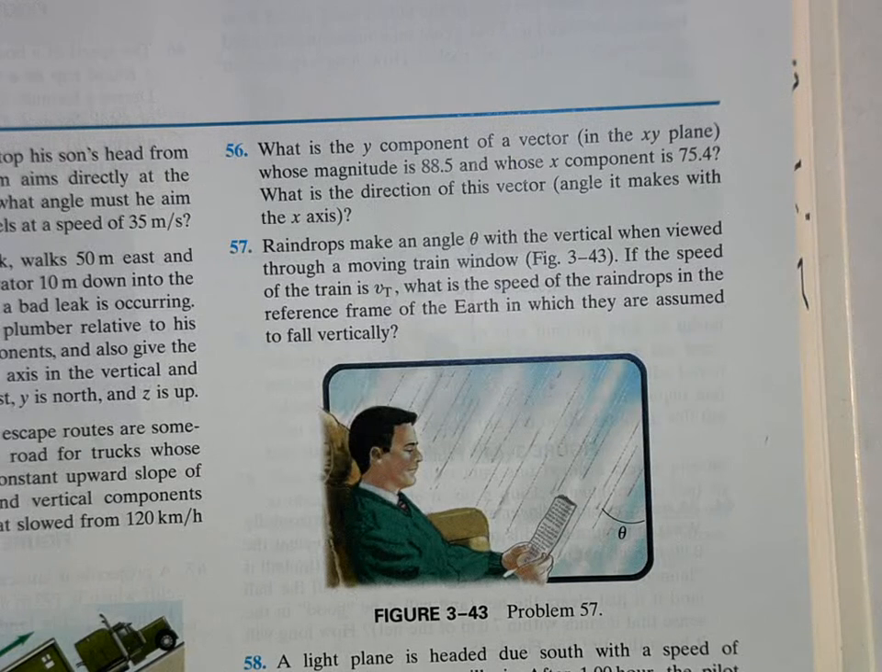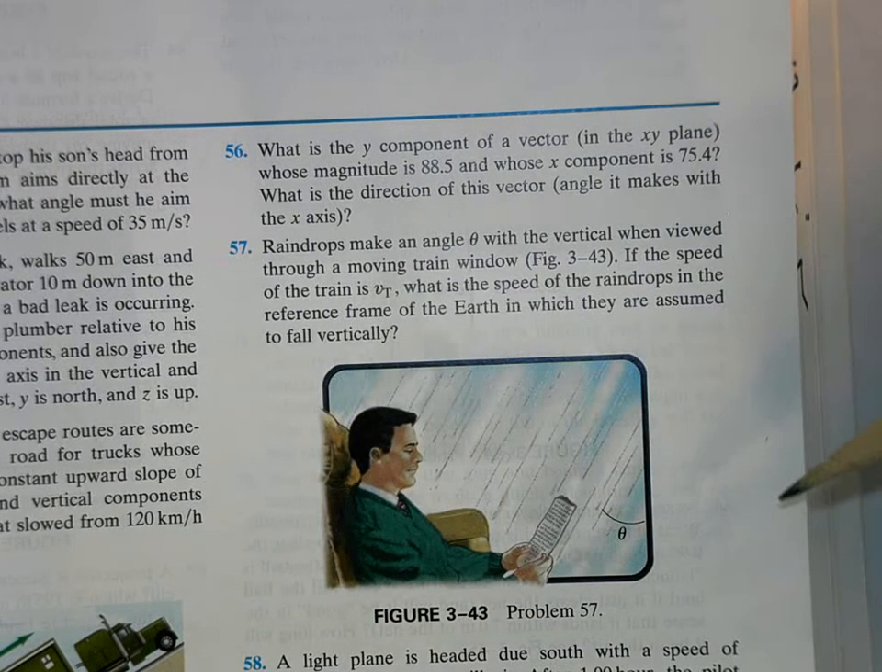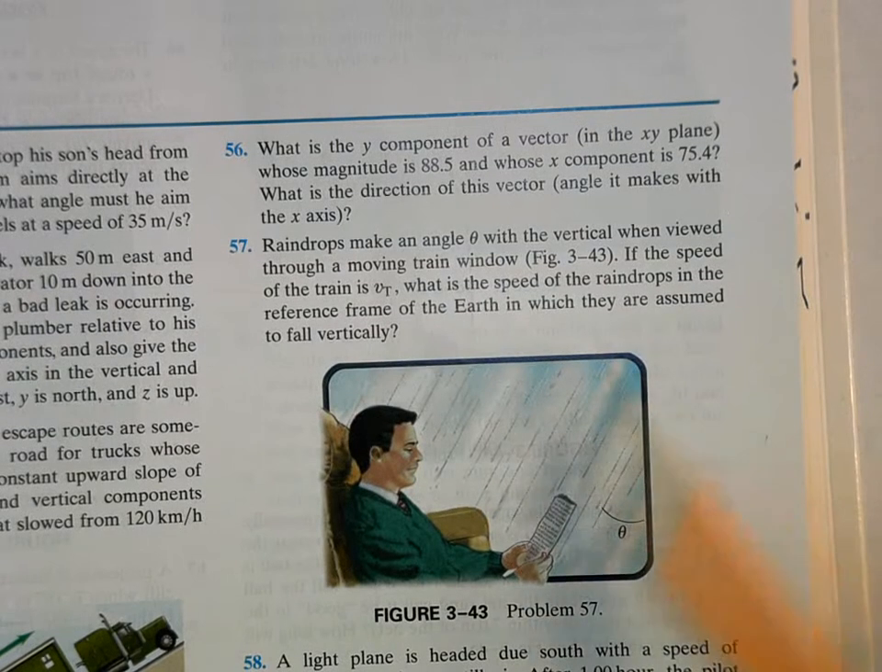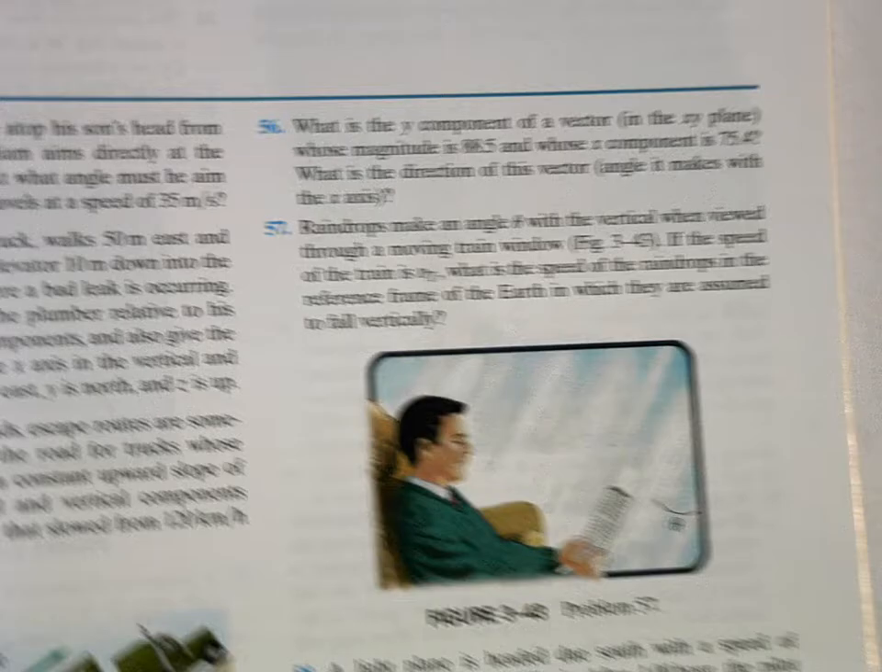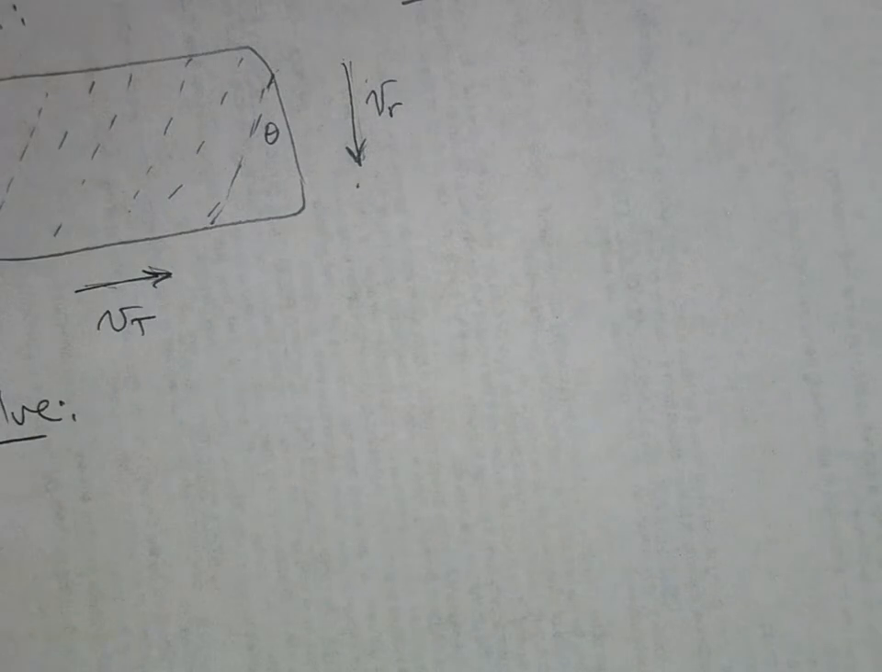If the speed of the rain is v sub t, what is the speed of the raindrops in the reference frame of the Earth in which they are assumed to fall vertically? So the raindrops are actually falling vertically, but in this moving train it looks like they're moving at an angle like that. And what you want is an expression. You're not finding a number here. You're finding an expression.